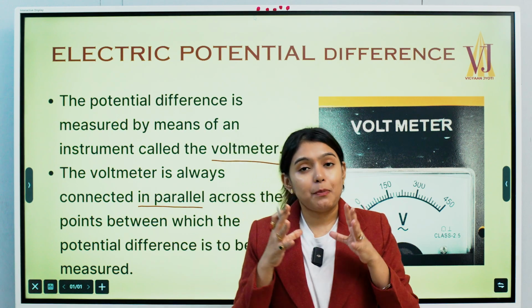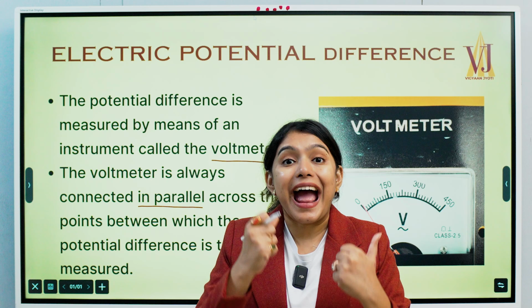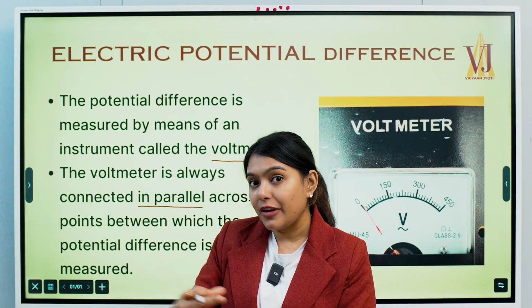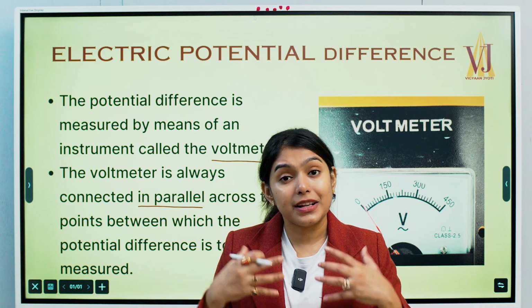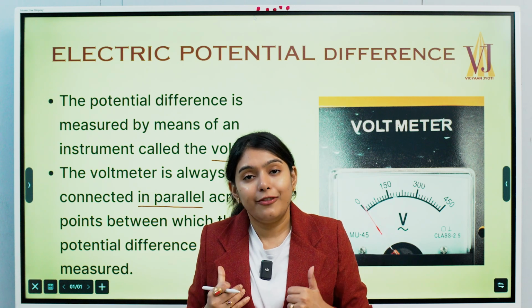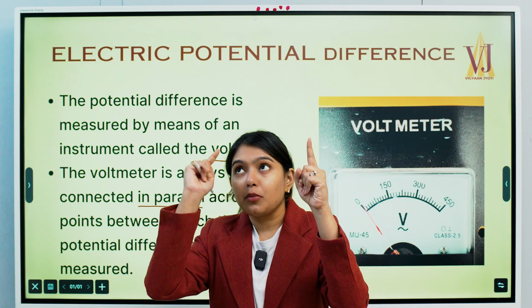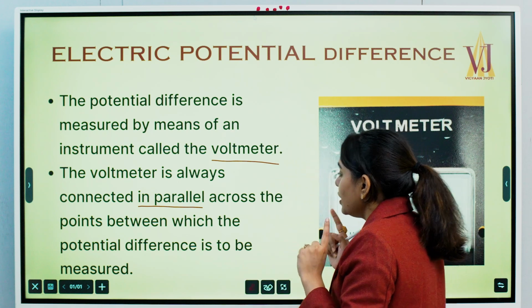We want to connect it in parallel so that the voltmeter doesn't add to the load. If it is connected in series, then the electrons have to flow through it also. That means I'm not able to measure the work, because I myself became the overhead for the flow of electrons. So I will be connecting in parallel so that I can measure how much work is done from this point to this point. So this is how we can measure the electric potential difference.